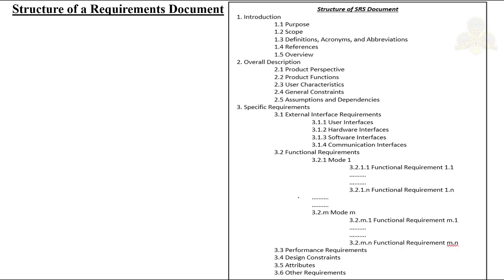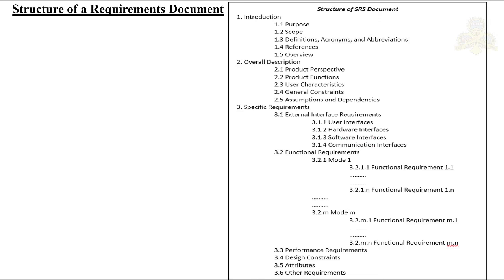Okay. In this section, specific requirements are the detailed requirements. You have the external interface requirements. Next, you have functional requirements. Then, performance requirements, design constraints, attributes, and other requirements. Again, we'll study them one by one. So this external interface requirement has user interfaces, hardware interfaces, software interfaces, and communication interfaces.